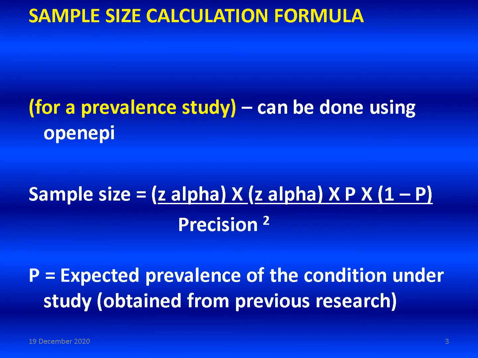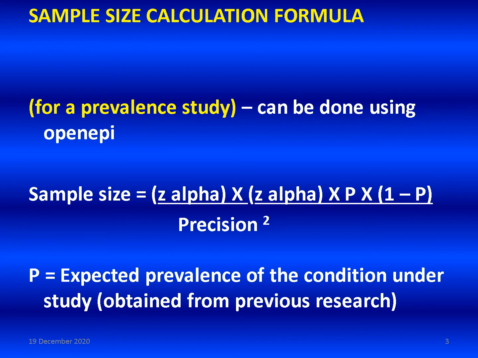Now we can go through the sample size calculation formula for a prevalence study. It can be done using OpenEpi also, using the option for sample size calculation for proportion. Now I will tell the formula. Sample size is equal to Z alpha multiplied by Z alpha multiplied by P multiplied by 1 minus P, divided by precision squared. P is the expected prevalence of the condition under study.